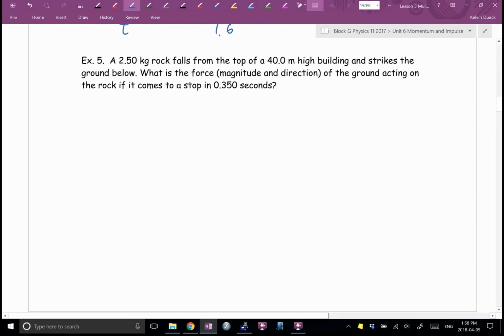I like example 5. Example 5, it's a cool question. A rock falls from the top of a 40-meter high building and strikes the ground below. What's the force, magnitude, and direction of the ground acting on the rock if it comes to a stop in 0.350 seconds?